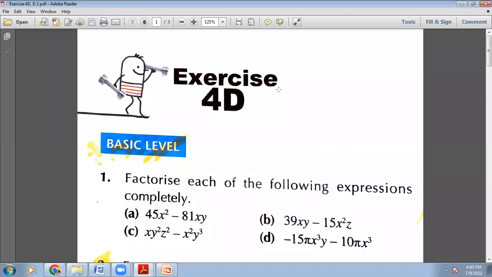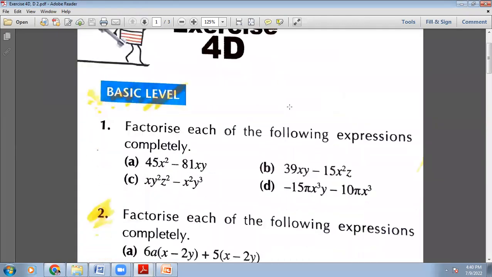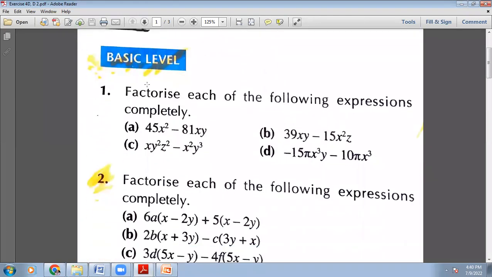Okay, so exercise 4D from the book D2, New Syllabus Mathematics 7th edition. The first question is coming up on your screen. He says, factorize each of the following expressions completely. It's 45x squared minus 81xy.